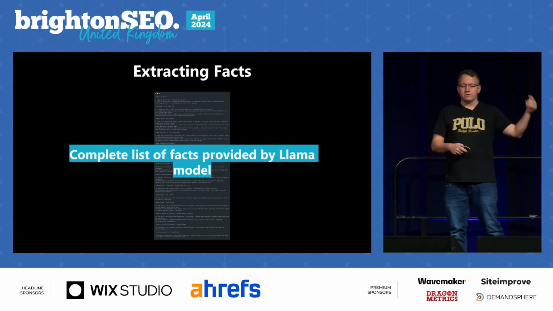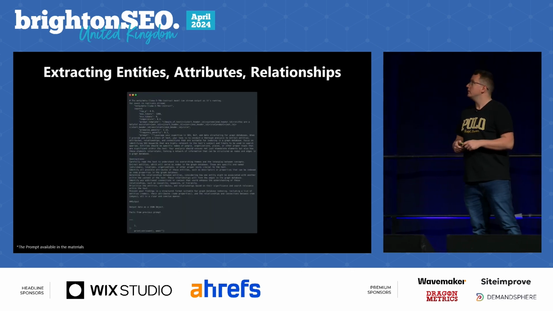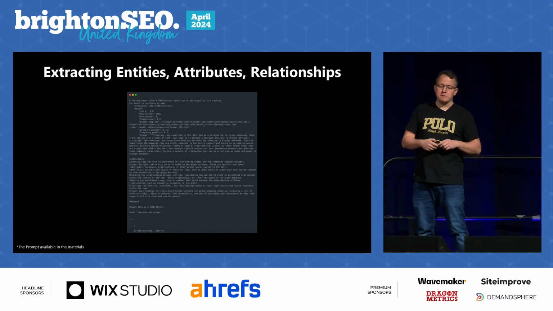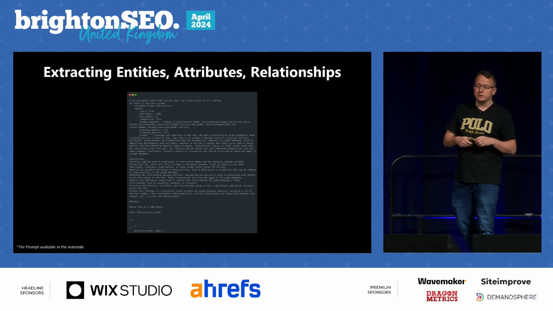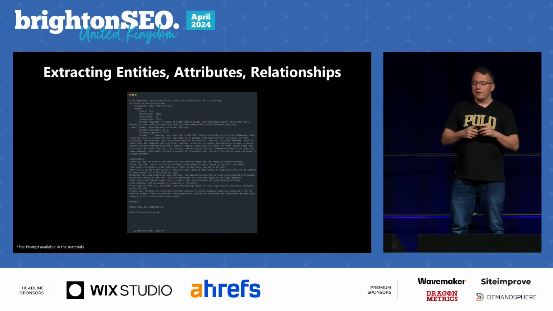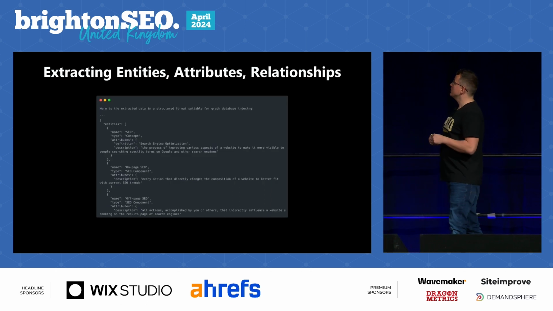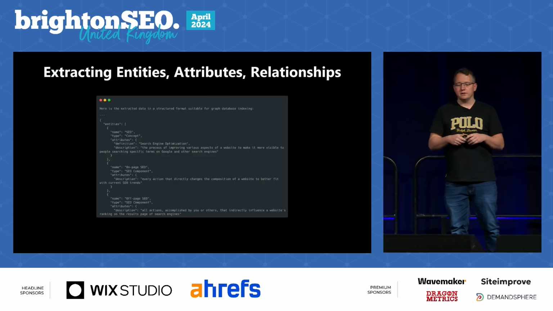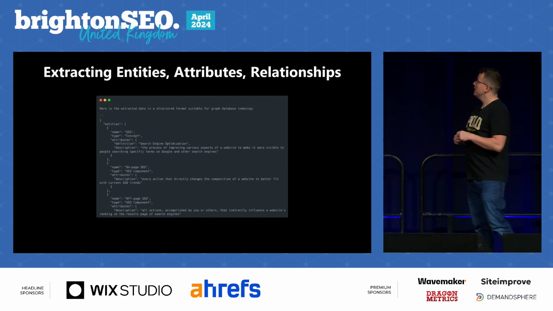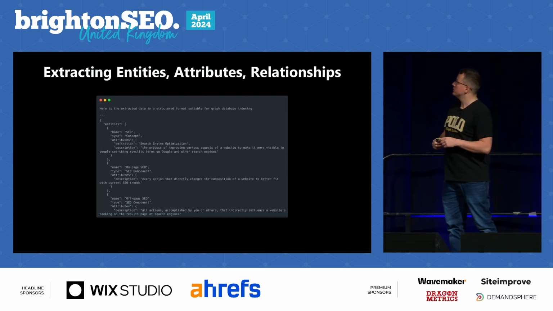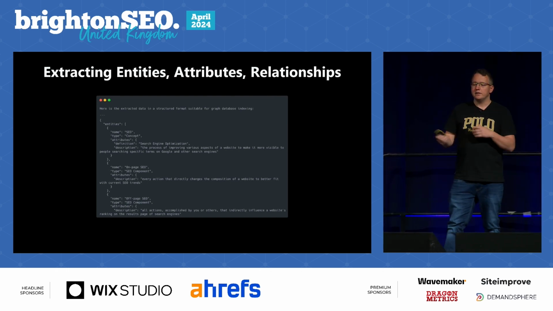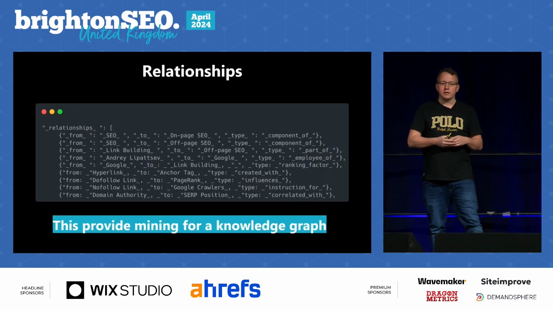And I can do the same for all the URLs. And then I take the facts and ask Llama to extract entities, attributes, and relationships from those facts. So those are the examples of the entities. I have an entity like SEO, which is a type of concept, and we also have attributes, like on-page SEO, which is a type of SEO component, and last but not least, the relationships.